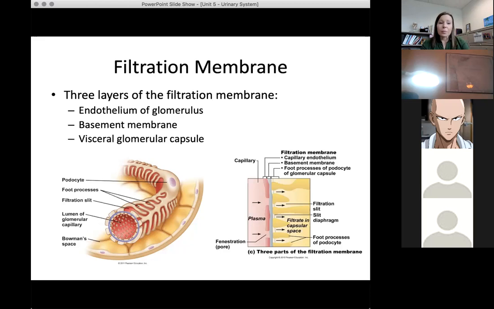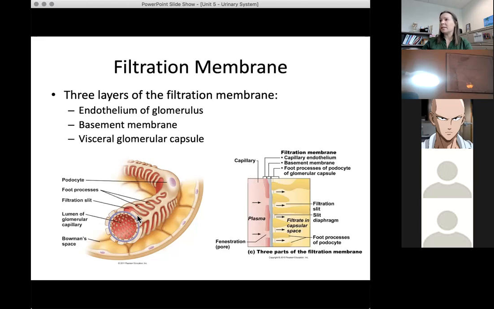Okay, so the membrane that we're talking about here is called the filtration membrane. And the filtration membrane is basically the wall of the glomerulus, which is the capillary, and the inner layer of the glomerular capsule. So if you guys look at this picture, here's the capillary. These 3 layers form the filtration membrane. So blood is flowing through the inside of this, and it passes through these 3 layers, 1, 2, 3.